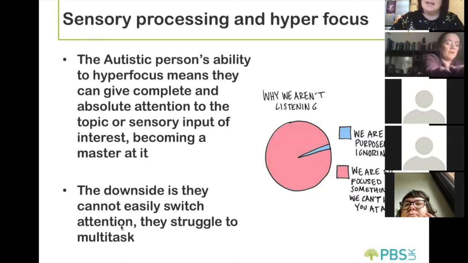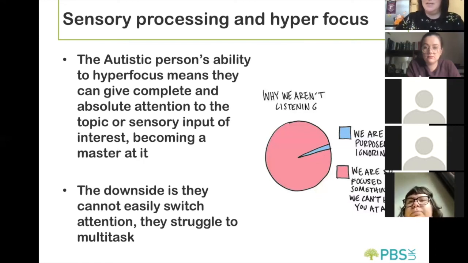Obviously, the downside to that is it can be really difficult to switch away from that need for sensory input, that particular activity or task that they are doing that meets that need for them. It can be really difficult for them to switch attention, and that's just something to be aware of.